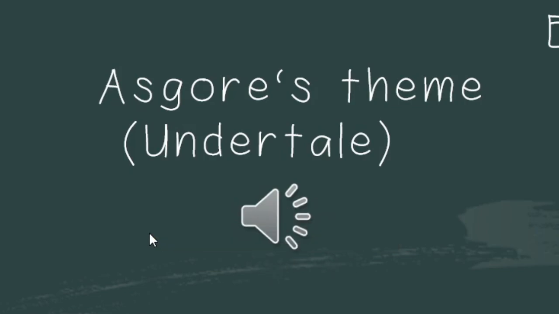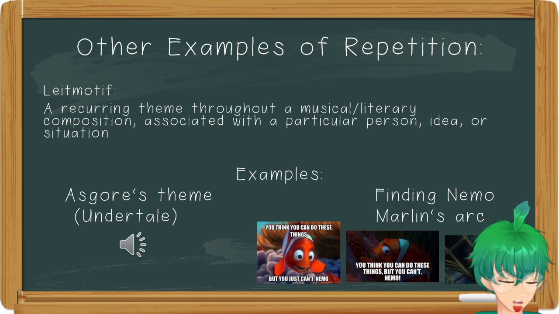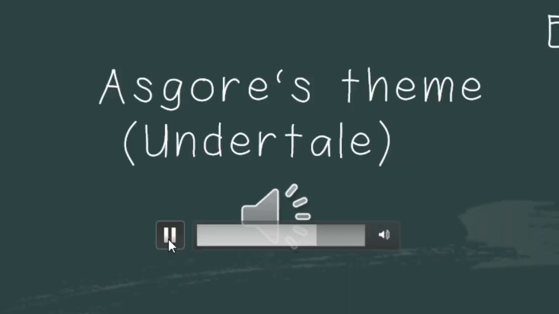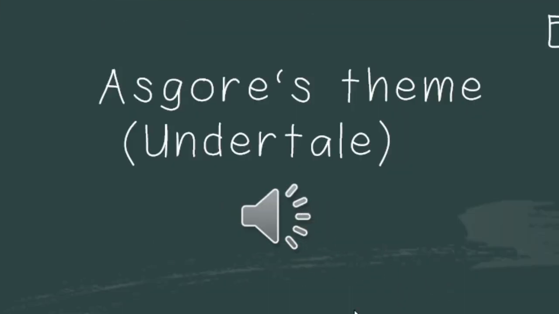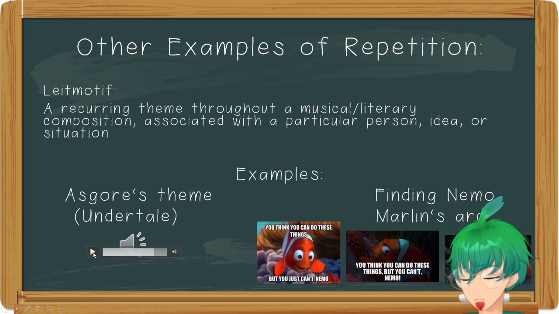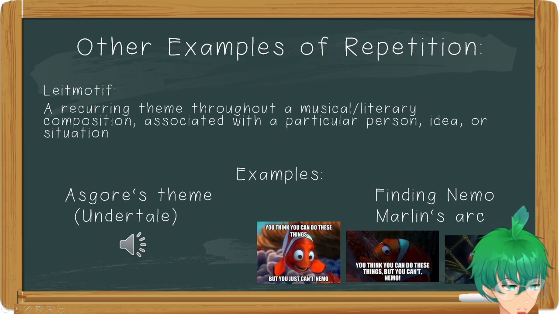Okay. At the very end of Asgore's theme, where it goes da da da da da da da da, if you speed that up a little bit, you hear this note progression. See, right there. So that is Asgore's theme, and that's all the leitmotifs that are present in it.